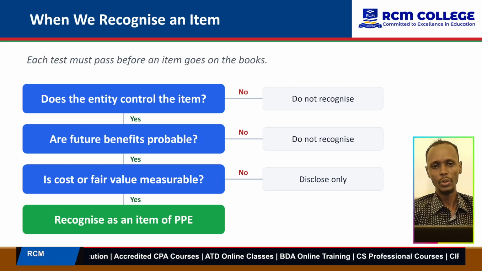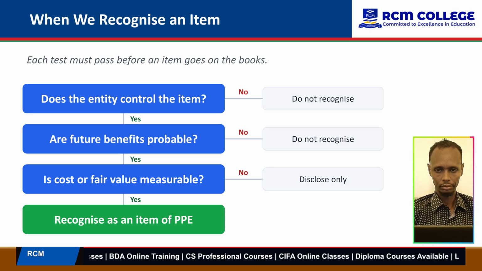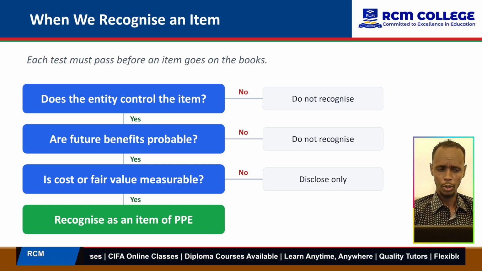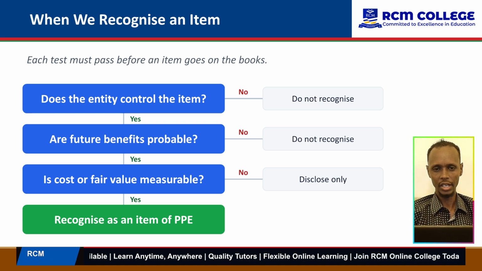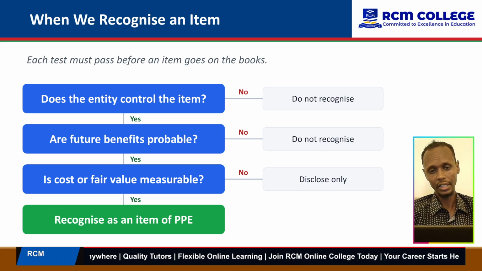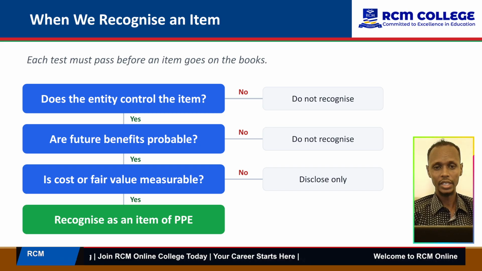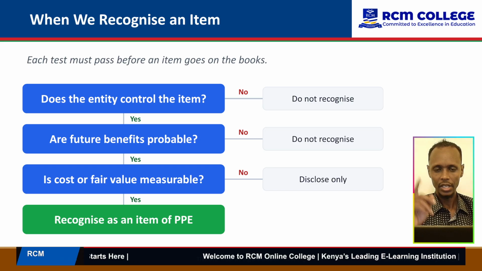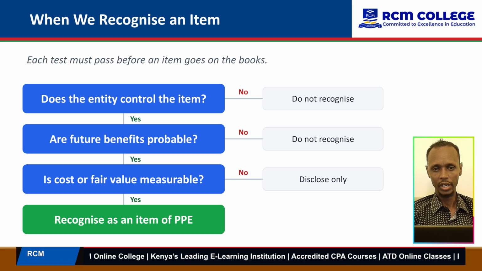So when can we say we can recognize an item as property, plant and equipment? Number one, do you control that asset? For example, what is control? Say you have a house, or you rented a house. If you can deny someone from entering that house, or from accessing that item, or from using that service, then you control that item because you can deny them. So the first thing is control, and you don't stop there. If there is no control, you do not recognize. But if there is control, you move to the next one.